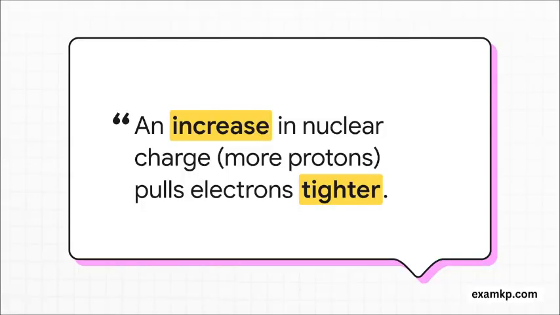And the answer is B. It's because of the increase in nuclear charge. As we move from left to right, we're packing more and more protons into that nucleus. That stronger positive charge pulls all the negative electrons in tighter, making it much harder to remove one. It all comes back to that simple principle.